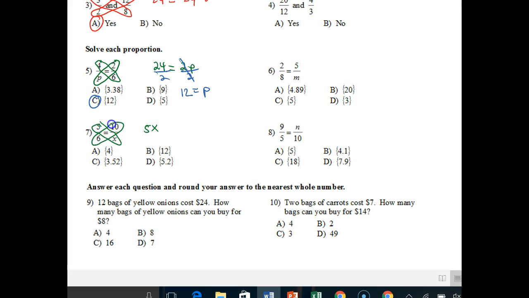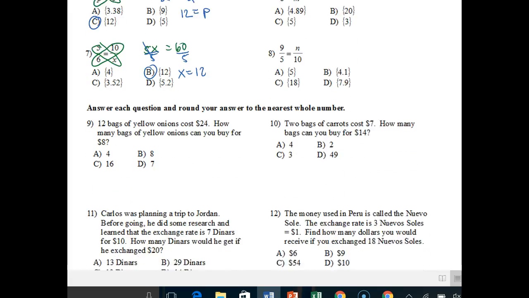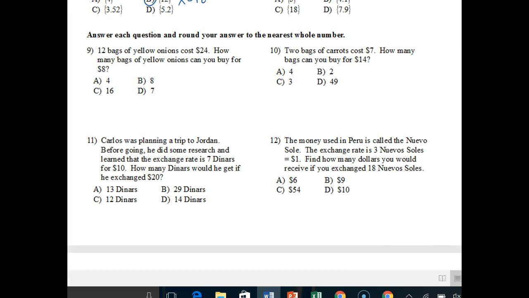Next one. 5 times x is 5x. 6 times 10 is equal to 60. And so now we just divide by 5 on both sides. 5 divided by 5 is 1, so they cancel out. And so I'm left with x is equal to 60 divided by 5, which is 12. B. Right.